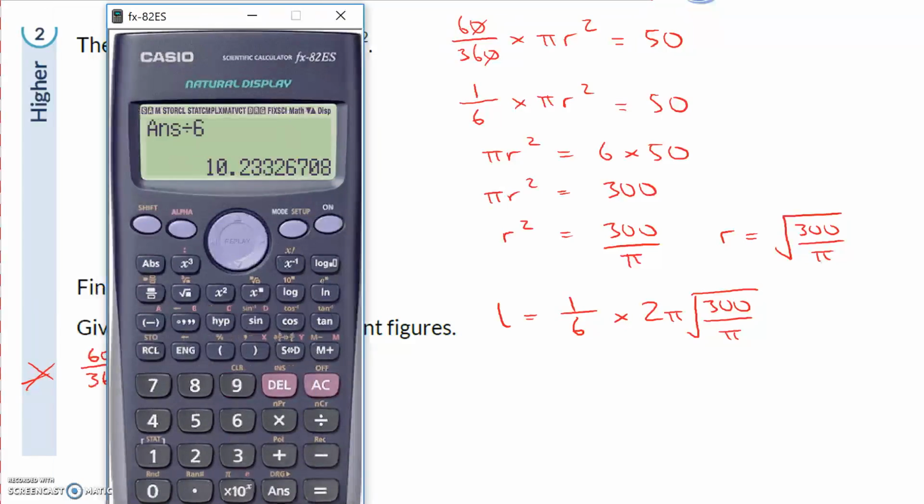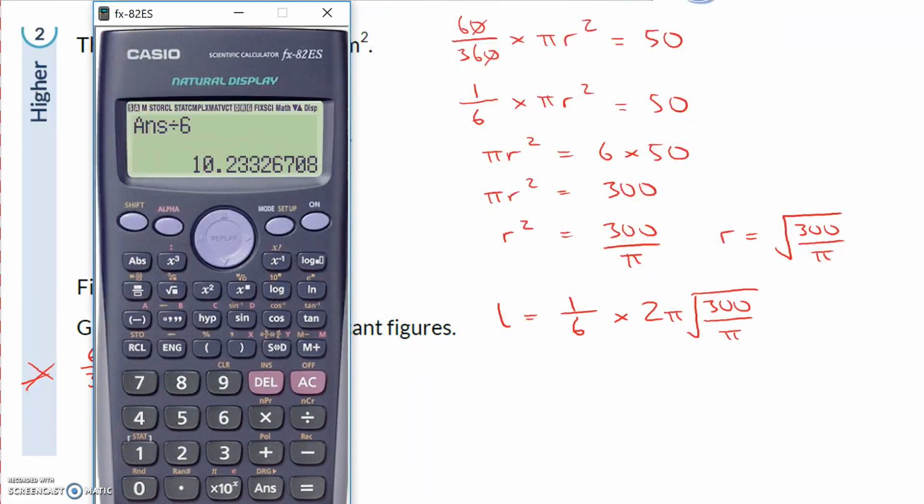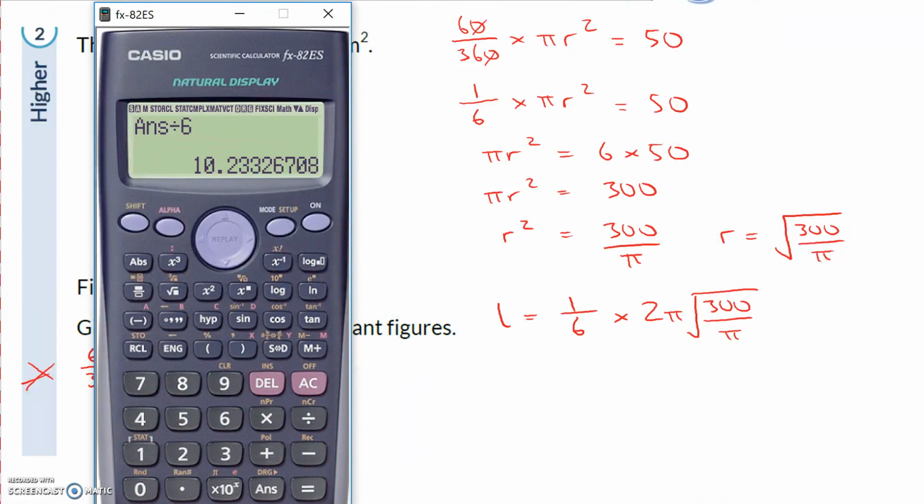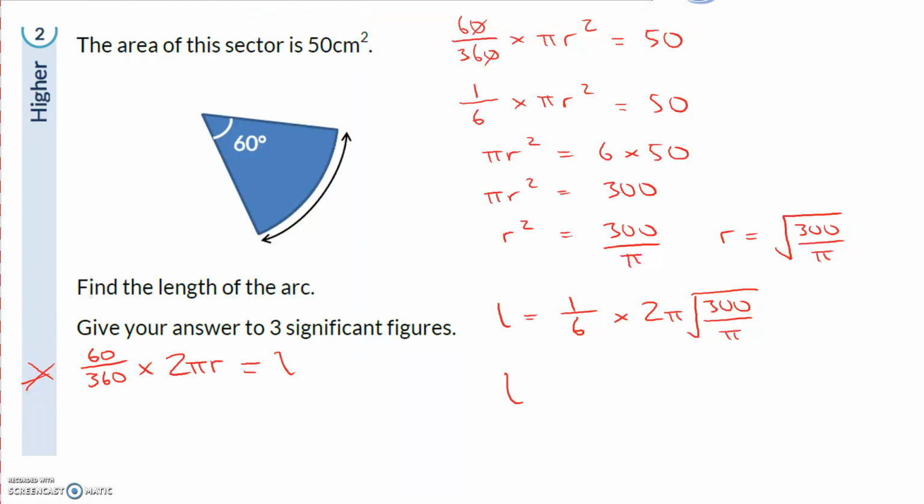Okay, and I get 10.23326. I think if I remember, they wanted 3 significant figures. So I reckon the length is 10.2 centimetres. Now in class, I know some of my group got 10.3 centimetres. They'd done everything absolutely right, but they'd done some rounding maybe here, and that led to some rounding errors later on. Or maybe they'd rounded earlier, I can't remember.